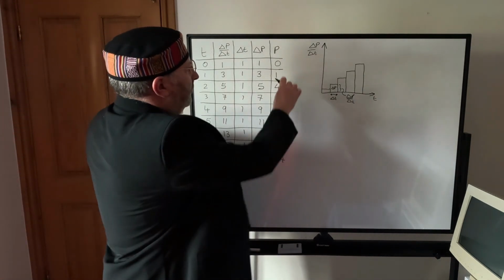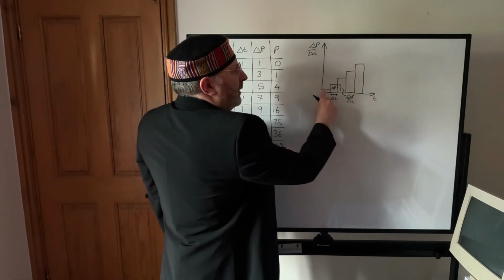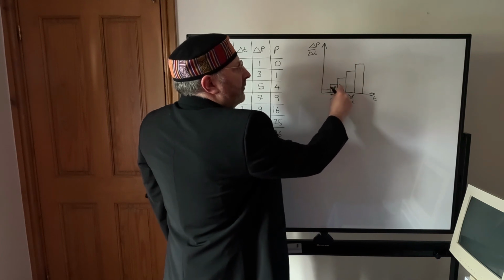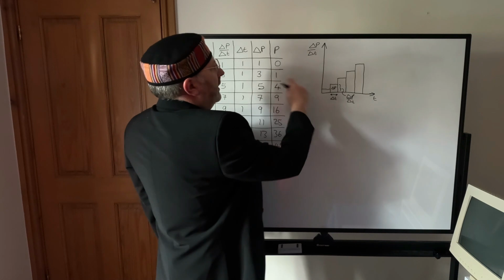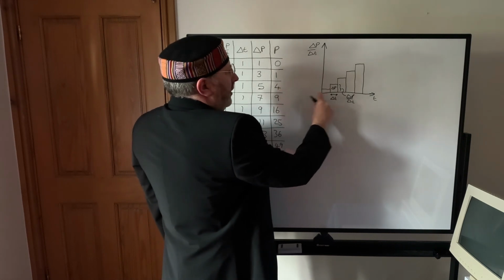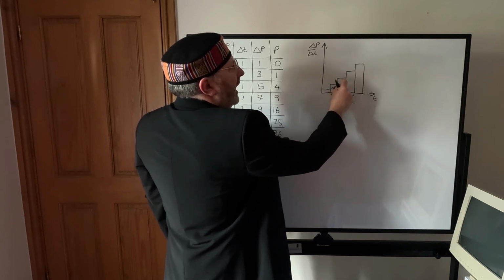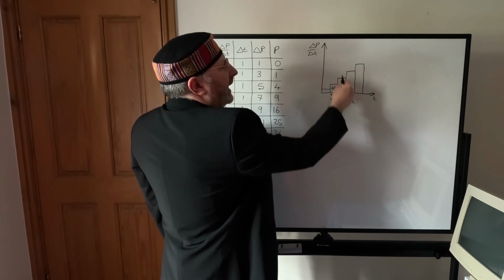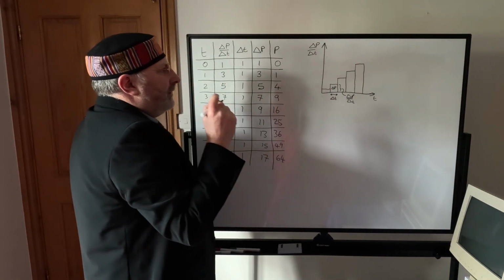And then, as I was saying, to find the population at any particular time, we're adding up the areas of all these rectangles. We're adding up the delta p's to get the population. So 1 plus 3 plus 5 gives us a population of 9 at this point.